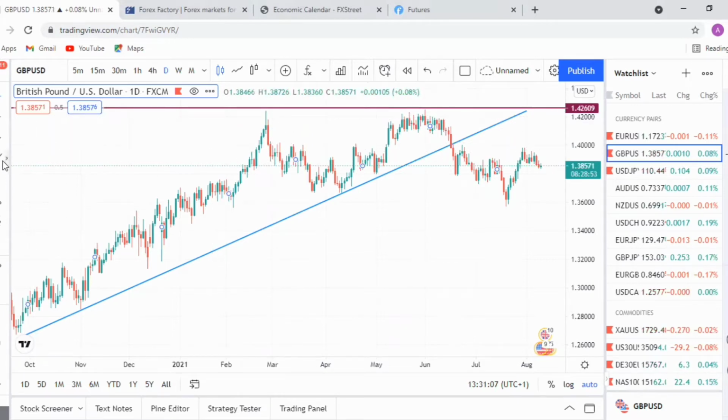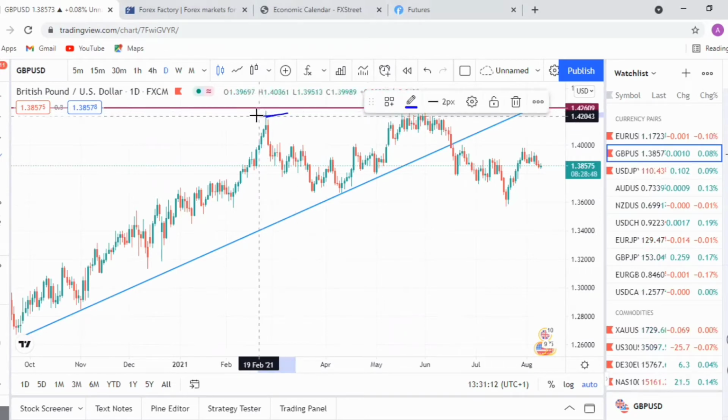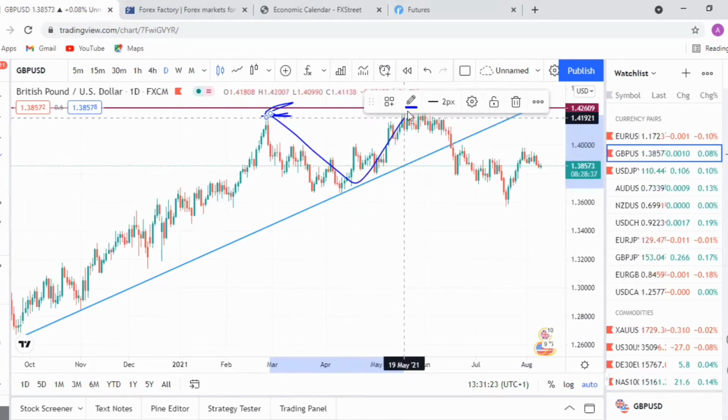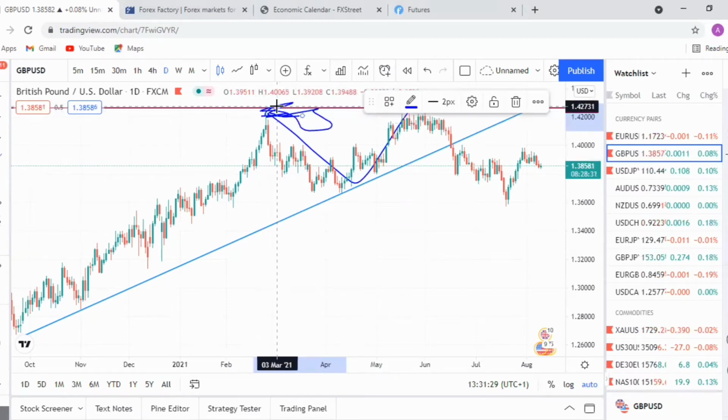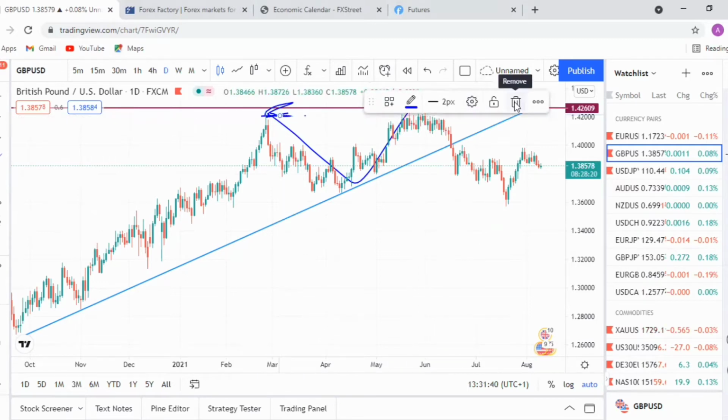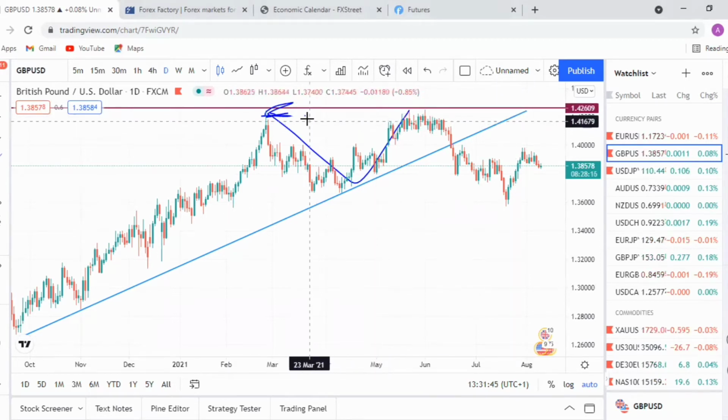It came down to this high here, this high here, this high here. So the market made this high and then came down and then tried to push up, but couldn't break this high here. Now, what this indicates is that the market is failing to push higher. The buyers are probably exhausted.